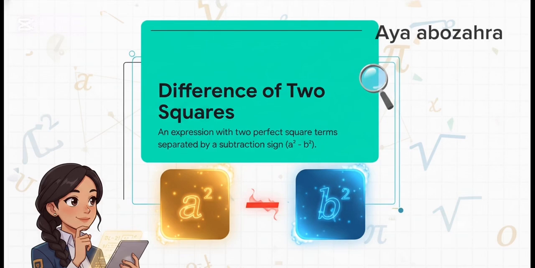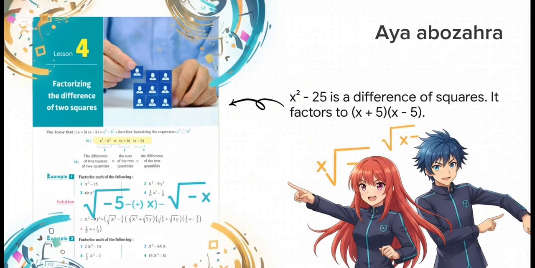That's the entire checklist. Seriously, anytime you see this, a square minus another square, like x squared minus 25, the answer is always the same. You take the square root of each one, in this case x and 5, and you write them out twice, once with a plus and once with a minus. That's it. It always works.